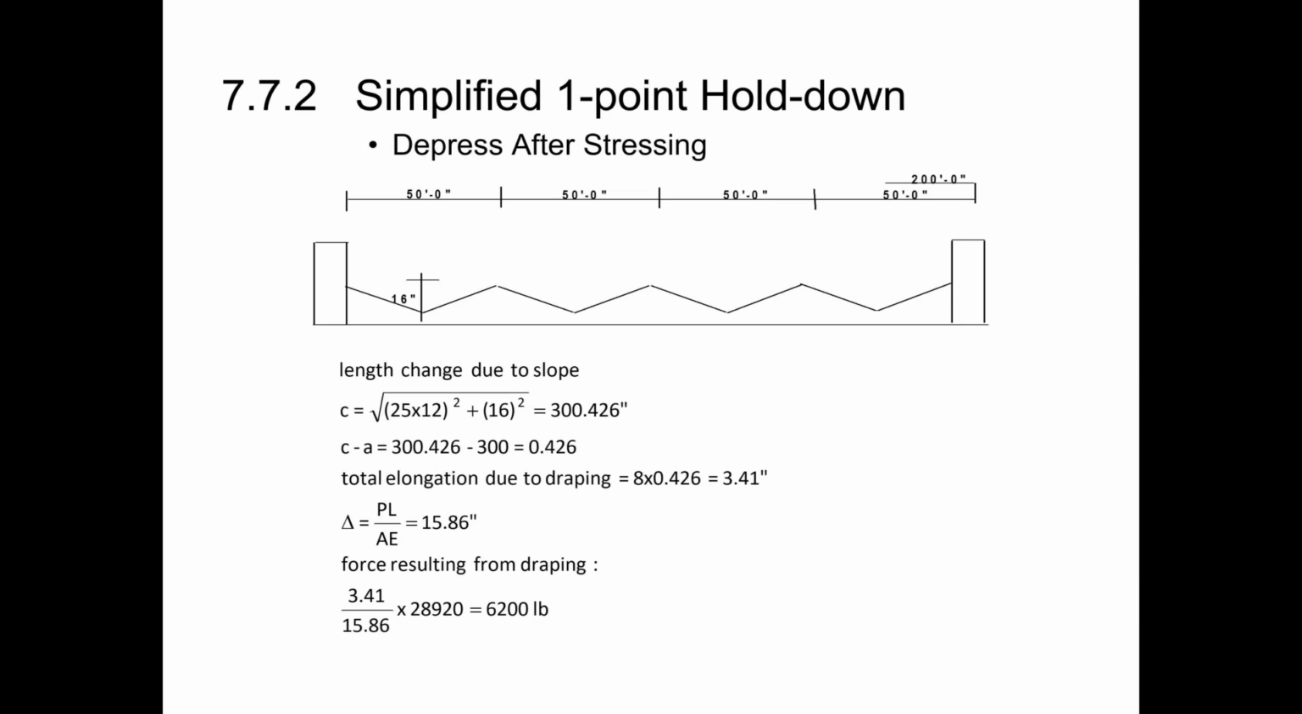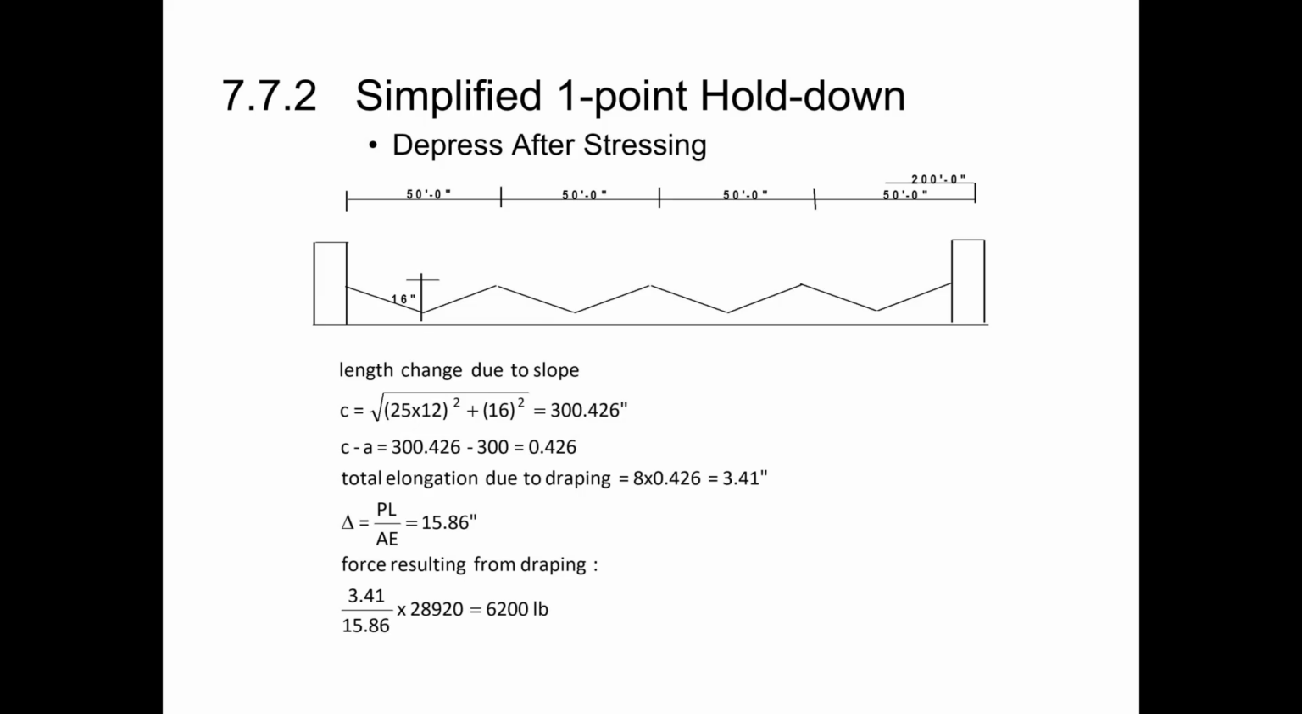All right, let's look at another example. In this case, 7.7.2, we are tensioning in the straight position, and then we are pushing down into our draped position. And so we need to know how much force we're going to gain when we go from the straight position to the draped position. So one thing that we need to do is calculate our diagonal length C. C is equal to the square root of A squared plus B squared. And so we get a C length of 300.426 inches.